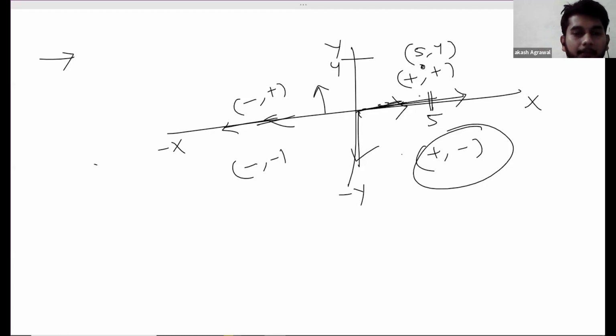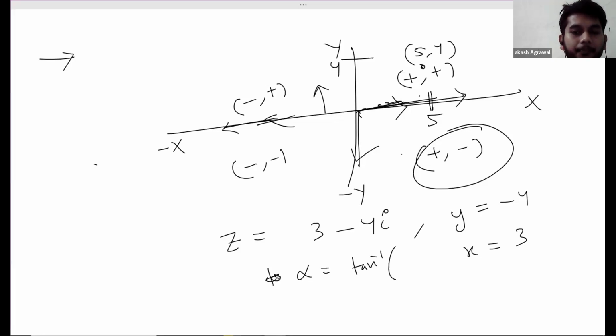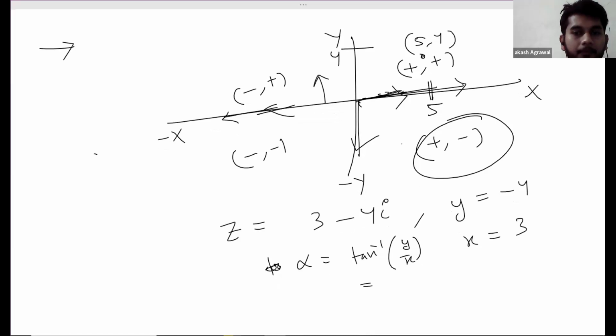So same way, if I say z equals 3 minus 4i, what is the value of y here? y is the one with i. -4. Minus 4. And x is 3. So what is tan alpha? Tan inverse y by x. 4/3. Right, very good. We do not care about negative positive when finding alpha.